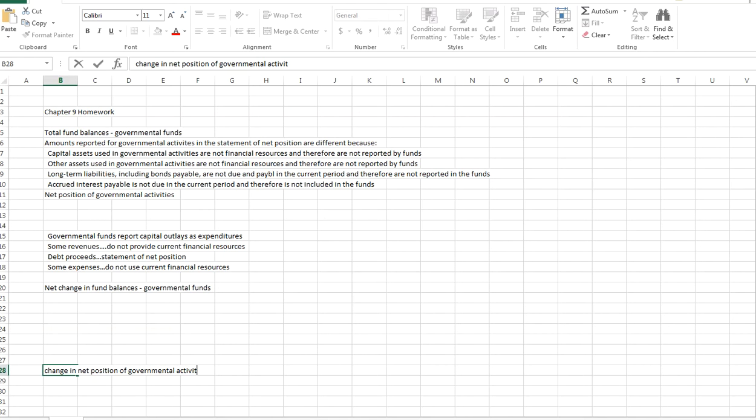So all those times when we're like, why is there a journal entry here, not a journal entry here, this is where we reconcile a lot of that. Okay, and so what you're going to be looking for here, you've got that whole amounts are different because, and then you're going to be looking for governmental funds report capital outlays as expenditures. You're going to be looking for transactions involving capital assets.